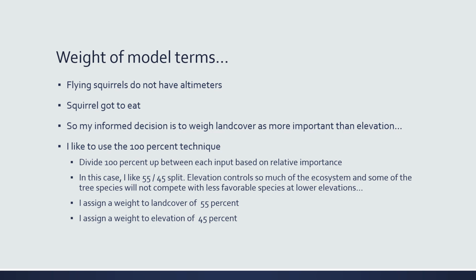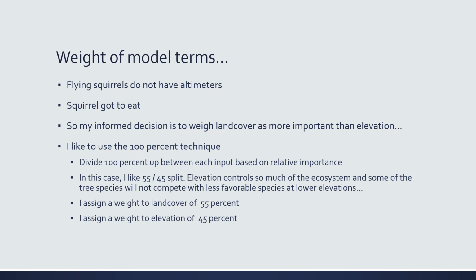If you're living up on top of the hill above 700 meters, and you're hungry and there's nothing to eat, and on down the hillside there's stuff that you could eat, are you just going to sit up there and die of starvation? Or are you going to go on down the hill outside of your elevation range and have yourself a snack? So I'm going to give my informed decision to weigh land cover as more important than elevation because squirrels don't have altimeters, and like I said, squirrel got to eat.